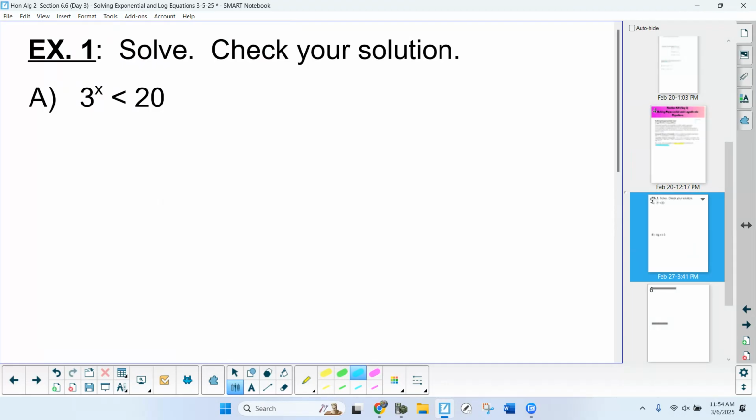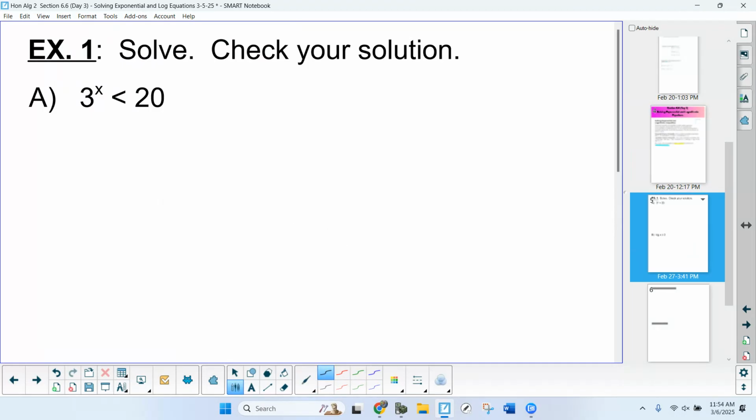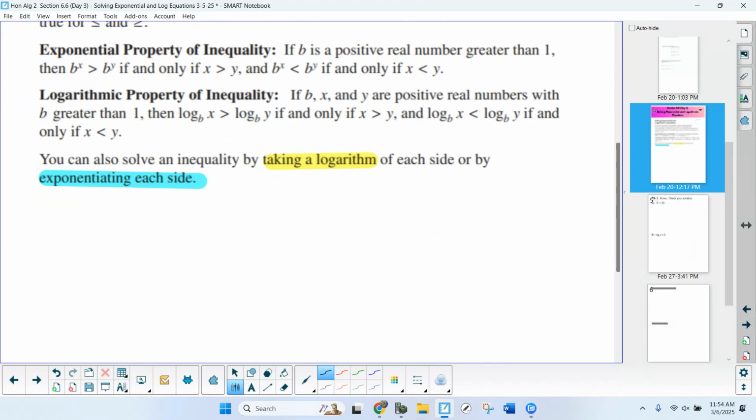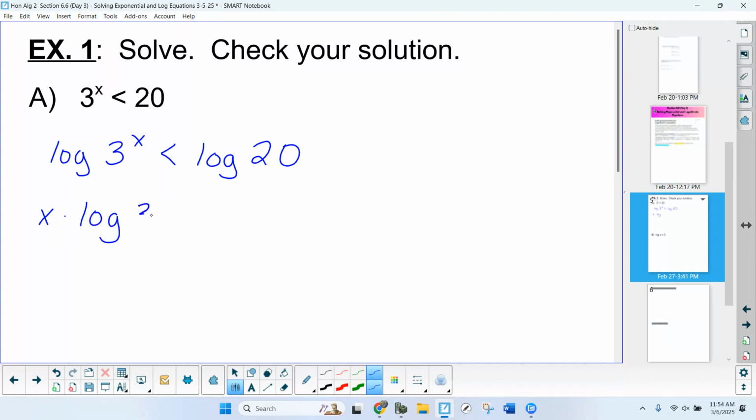All right. So what I do for this one, remember, one of our other ways to solve is to take the log of both sides, right? It says that here, that's one way we can solve. Take the log of each side. So that's what I'm going to do. I'm allowed to do that. So I'm just going to put the log in front of each of these. Log of 3 to the x is less than the log of 20. We're allowed to do that. What are you guys going to do now with this x? Bring it out front. So x times the log of 3 is less than the log of 20.